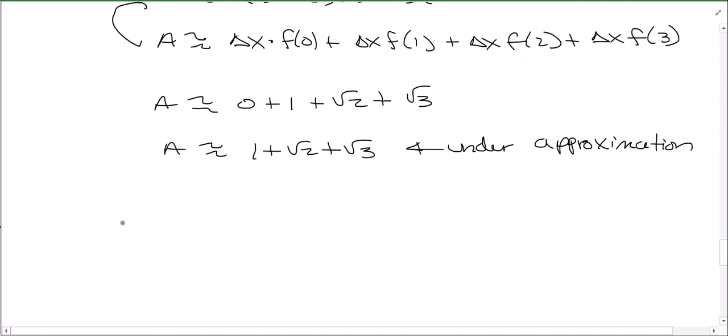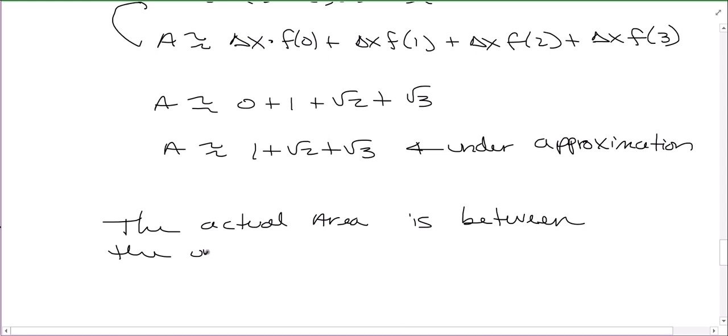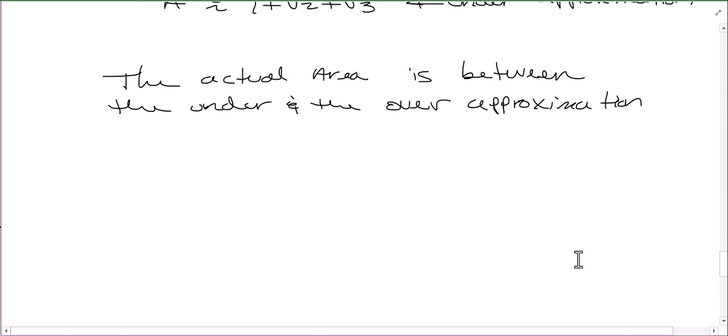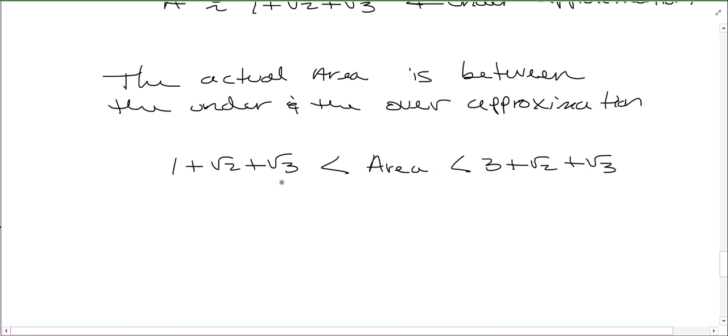So that means that the actual area is between those two values, between the under and the over approximation. So what I can say is that the actual area, so 1 plus root 2 plus root 3, is less than the actual area, and that's less than 3 plus root 2 plus root 3. So I essentially found a lower bound and an upper bound for the true area under the curve. So that's what I know.